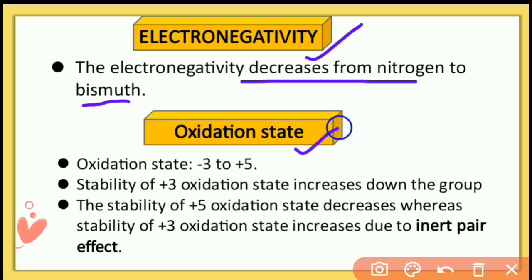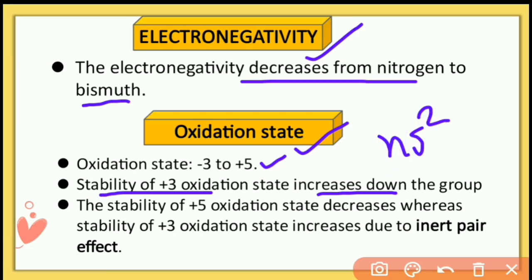Next is oxidation state. Group 15 elements show oxidation states from -3 to +5, and the stability of the +3 oxidation state increases down the group due to restriction of participation of the ns2 electrons. So the ns2 electrons do not participate as we move down the group, and the stability of the +5 oxidation state decreases, whereas the stability of the +3 oxidation state increases due to the inert pair effect.